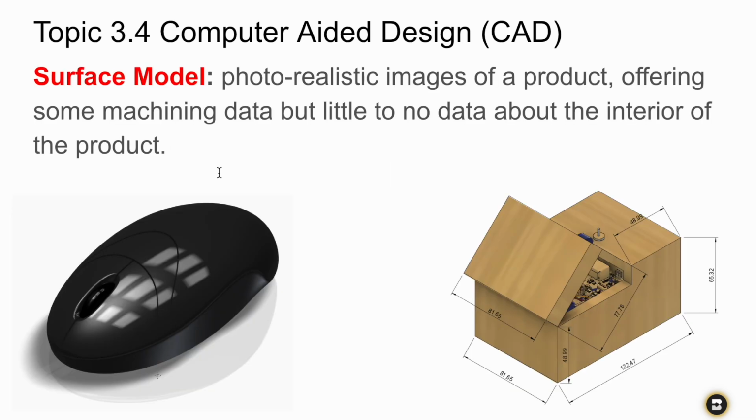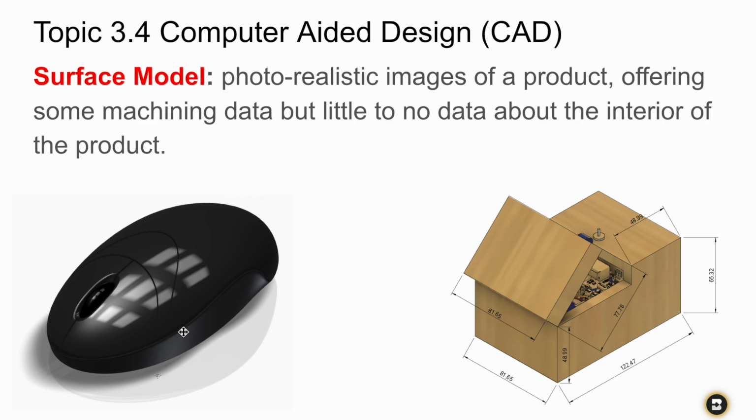We're going to talk about some of the different types of CAD models that you might produce. So the first one is called a surface model, and we really need to be careful with these definitions and keep them in our minds here. So a surface model is really a photorealistic image of a product. It offers some kind of machining data, but little or no data about what's on the inside of the product.